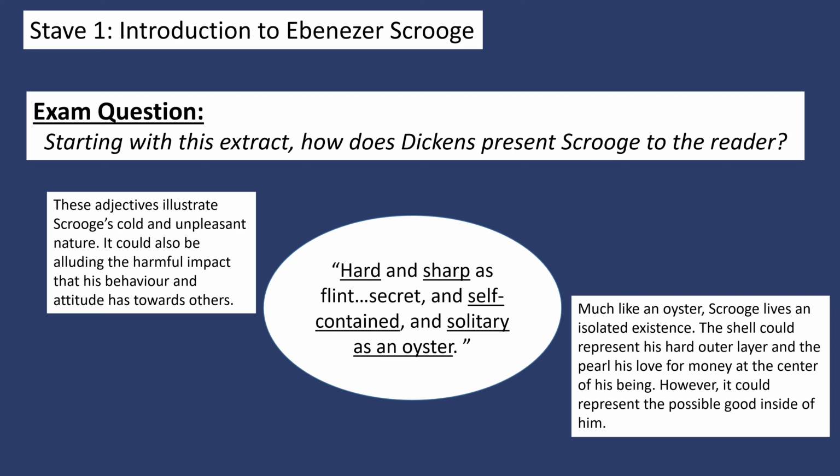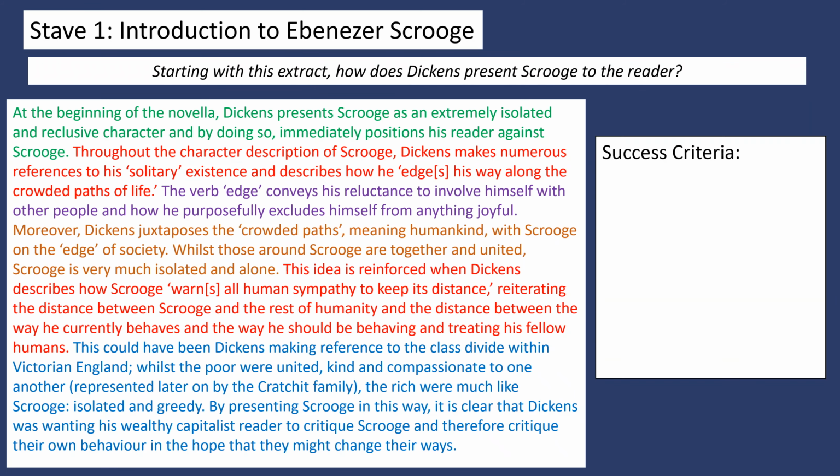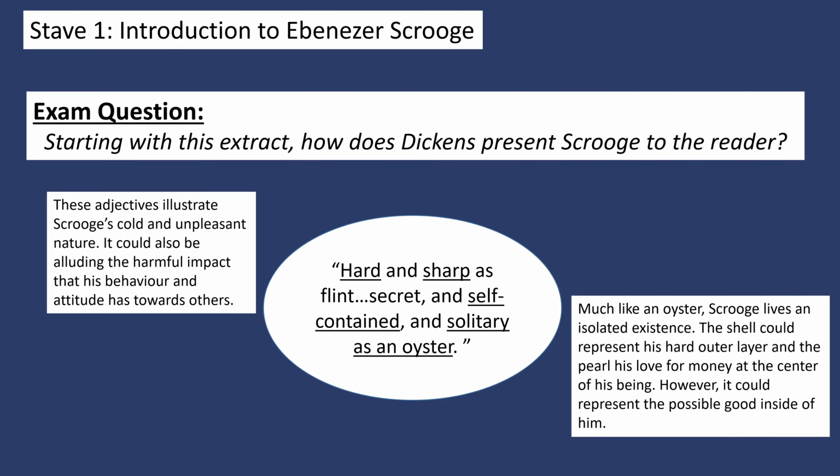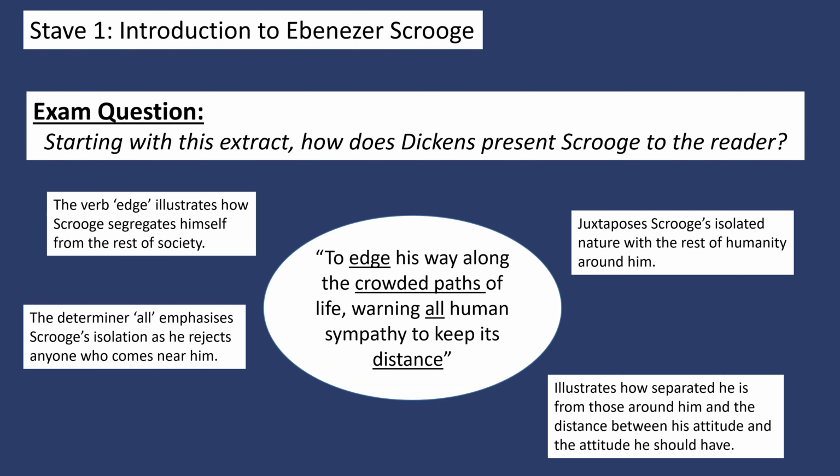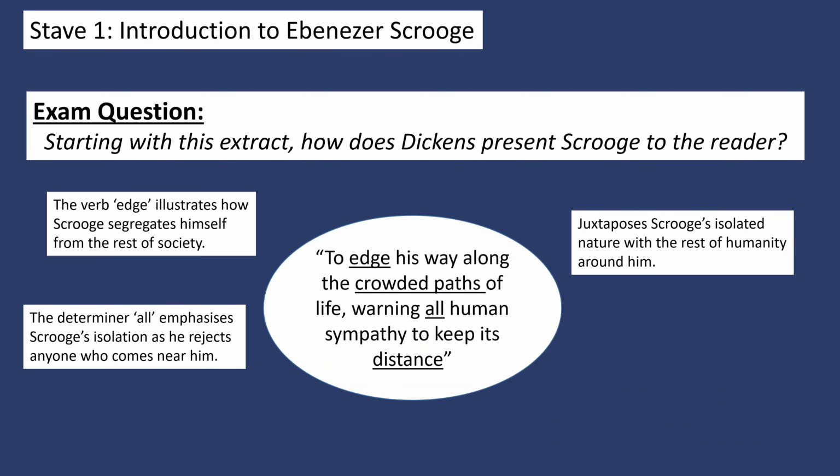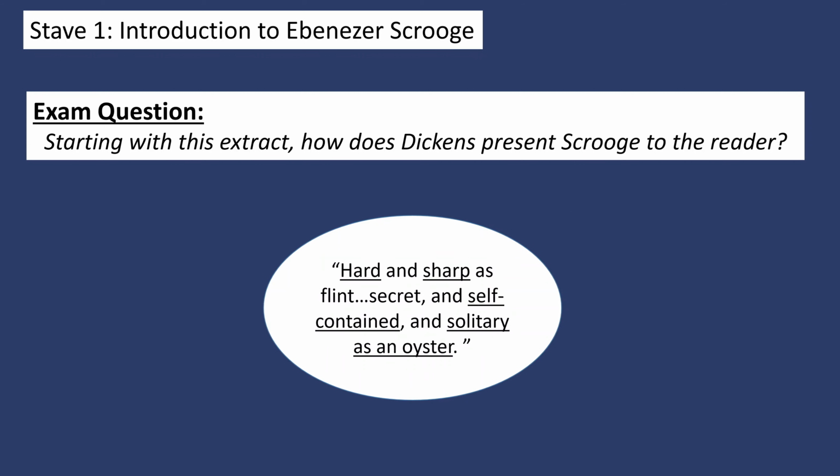All right, so what I would like you to do is answer this question, starting with this extract: how does Dickens present Scrooge to the reader? I have done my model on one of these quotes. I know I've done my model on this quote here. So I want you to do a similar answer. You can magpie some of my ideas, but ultimately you're going to be using a different quote and picking out different methods.